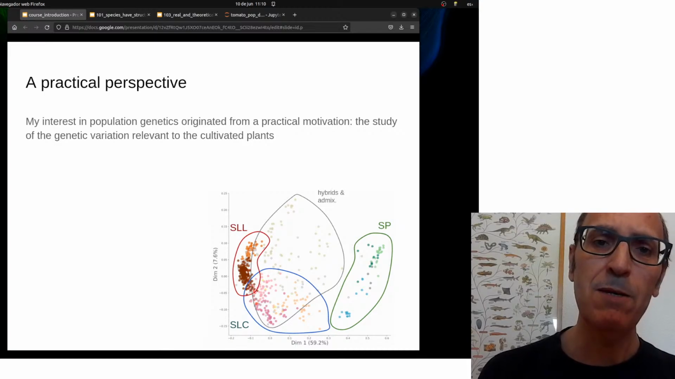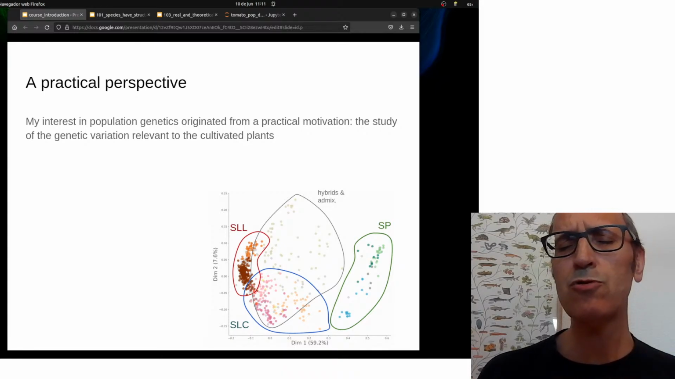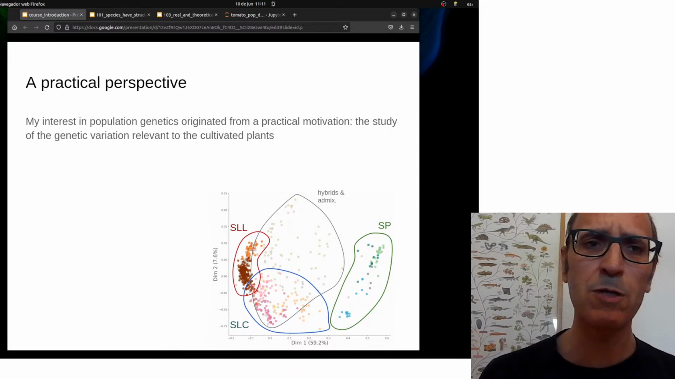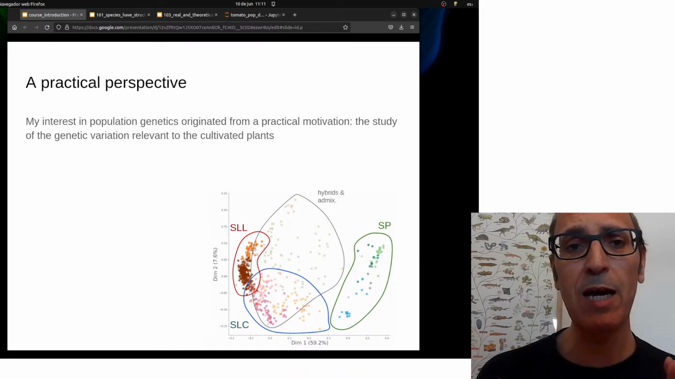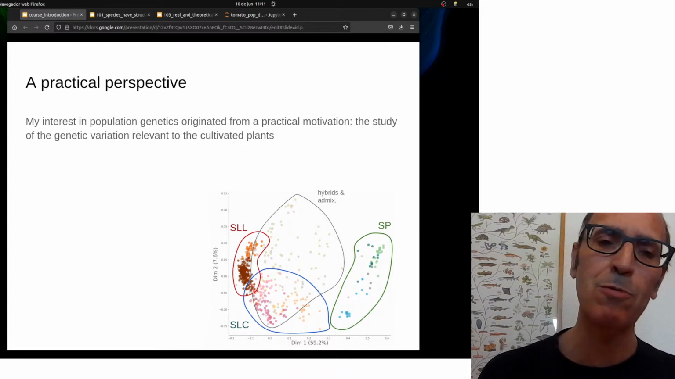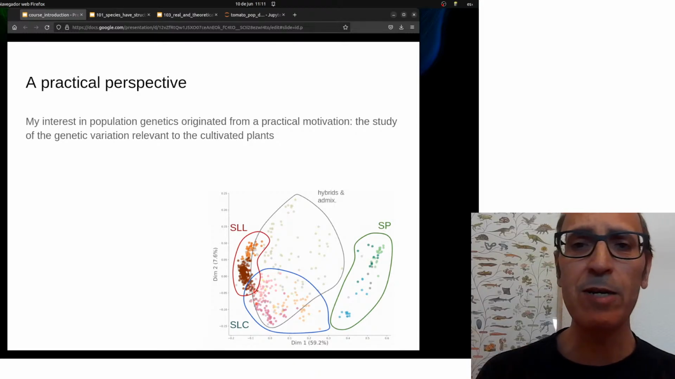And this will be my perspective, because I didn't approach population genetics because I was so interested in the details about formulas about genetic drift or selection. No, I approached it because I just had a problem. I had to study the genetic variation of the tomato species and some wild species related to the tomato, and I just needed to know things like which are the populations or subspecies, or what the diversity is in different populations. That is why I approached this topic.